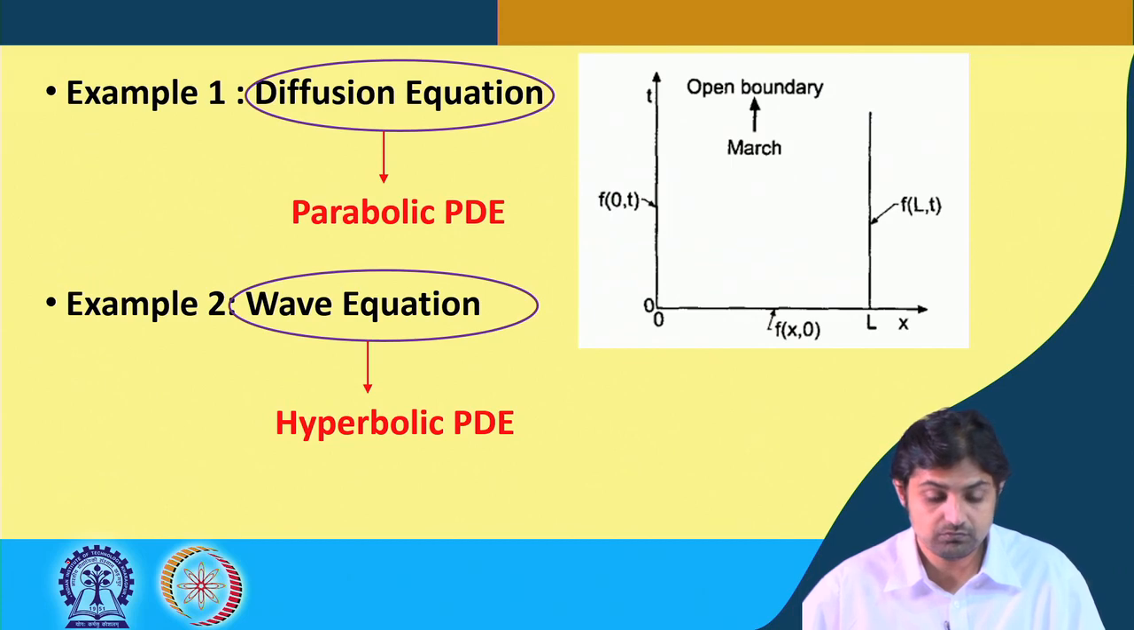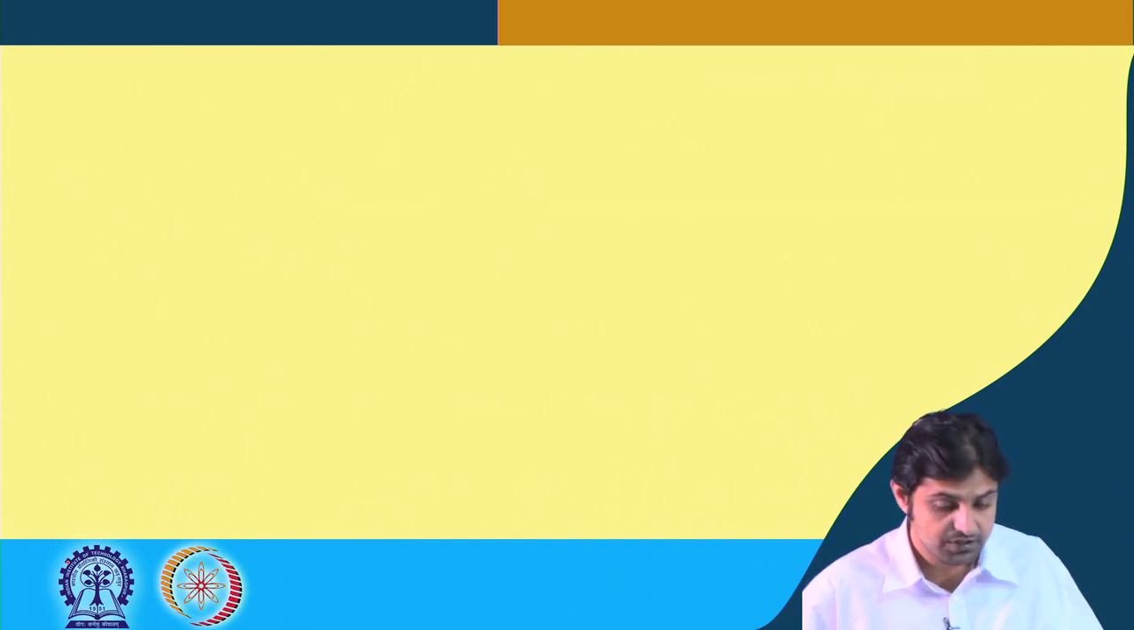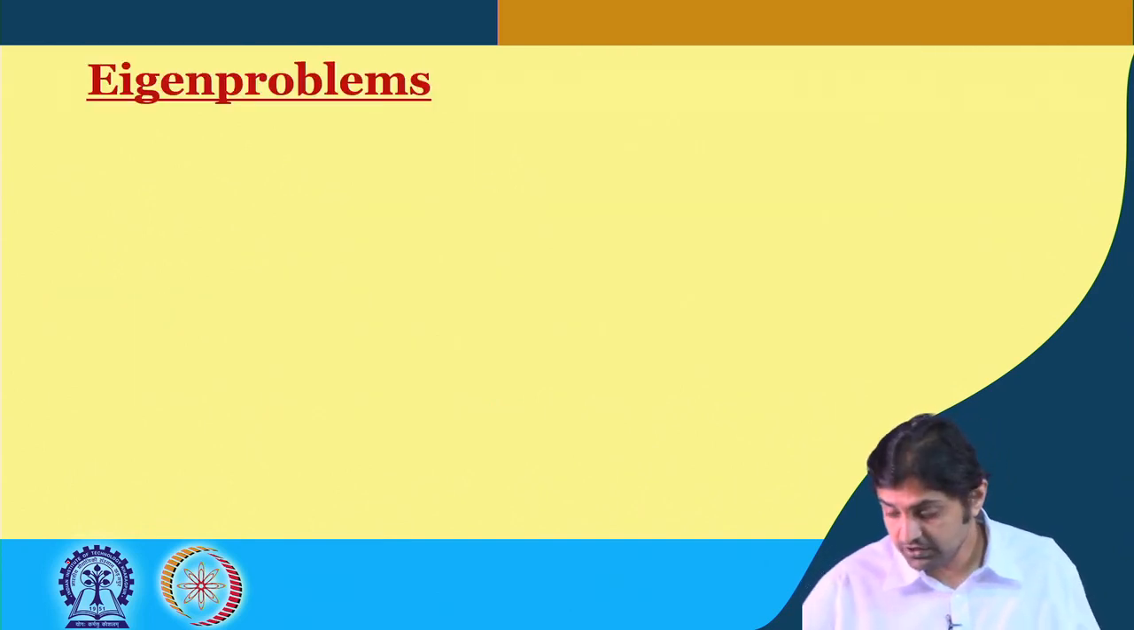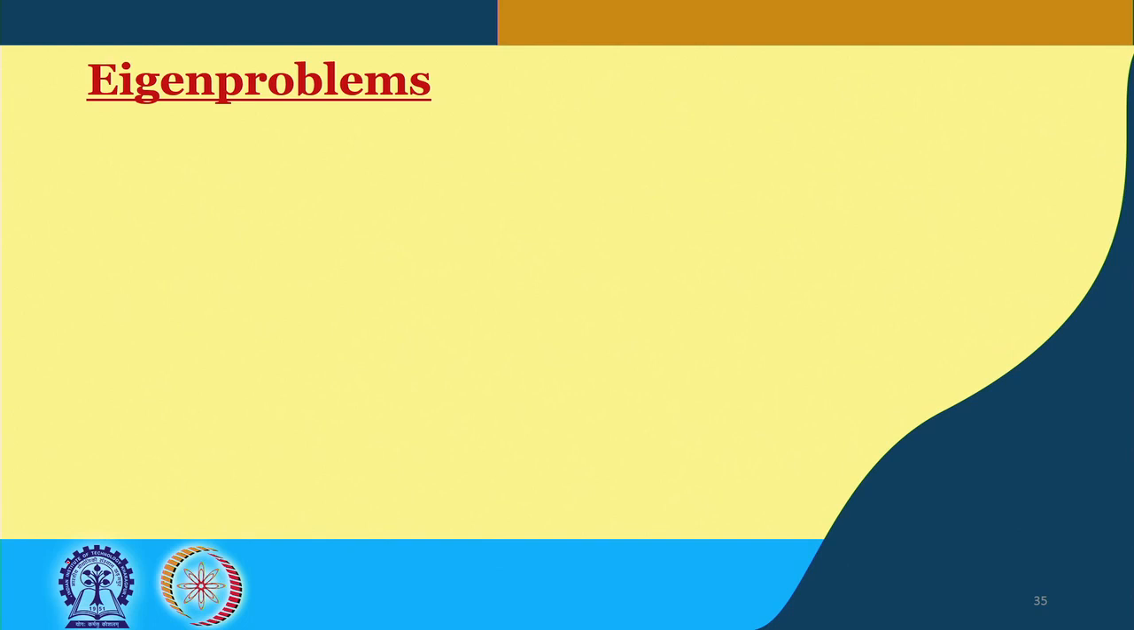So, as we have seen, three different types of equations have different partial differential equation profiles. One was the elliptical Laplace equation, the diffusion equation has a parabolic partial differential equation, and a wave is a hyperbolic partial differential equation. Now, the last one in this set is the eigen problems.